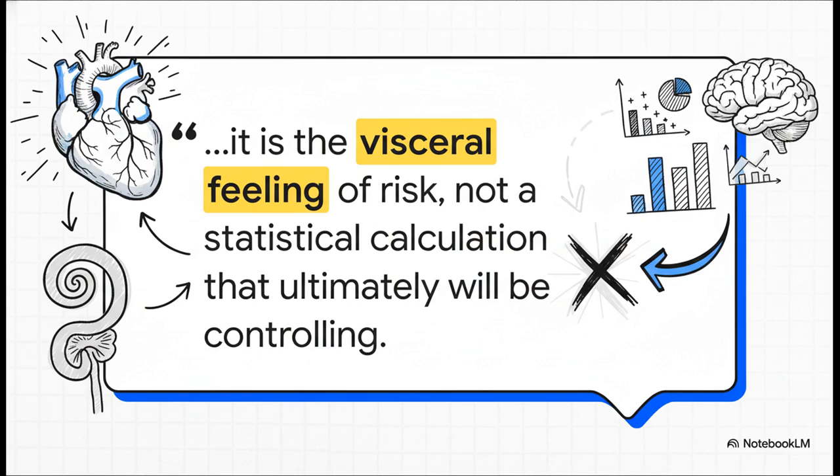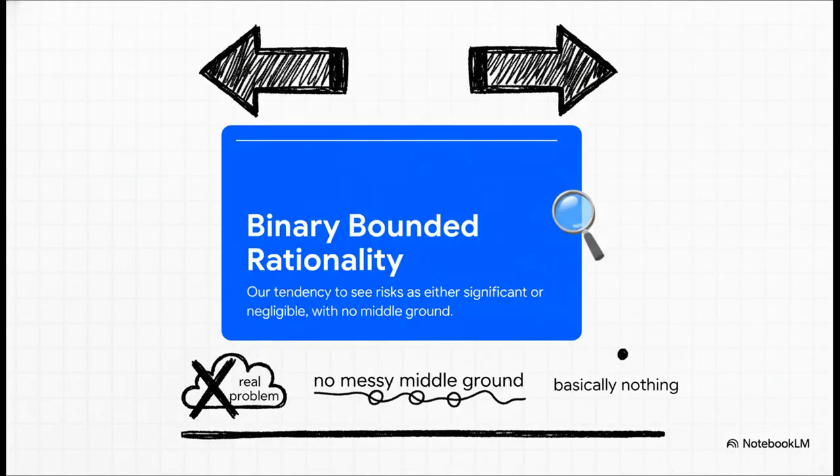Margolis argued that when we make big decisions, and I'm quoting again, it is the visceral feeling of risk, not a statistical calculation, that ultimately will be controlling. In other words, our gut feeling is driving the bus, not the spreadsheet. Margolis had this brilliant name for this tendency: binary bounded rationality. It just means we are hardwired to simplify things. We desperately want to see risk as an either-or proposition. Is this a real problem that I need to worry about, or is it basically nothing? We can't stand that messy gray middle ground.